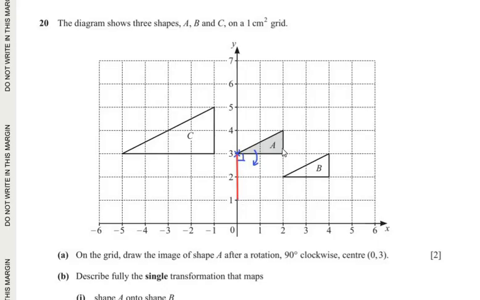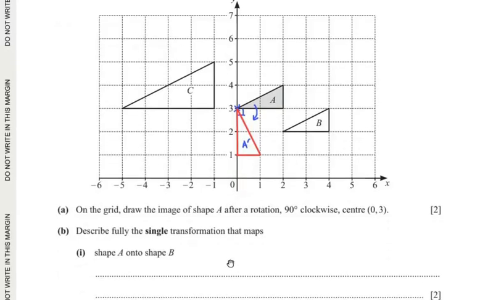Now this vertical line, which is of 1 unit's length, now becomes this way. It becomes a horizontal line, and finally we are going to connect these 2 points. So we have rotated this shape A by 90 degrees clockwise. So let us call this image A dash.